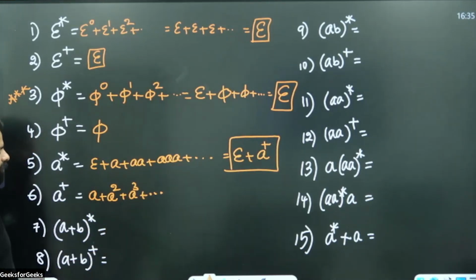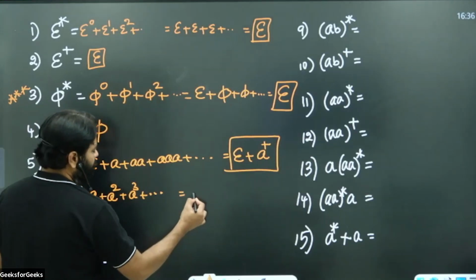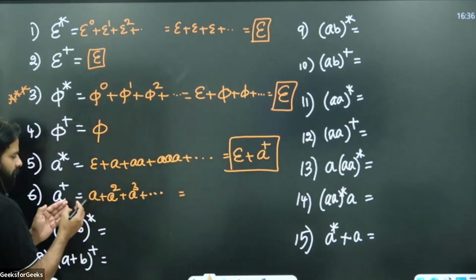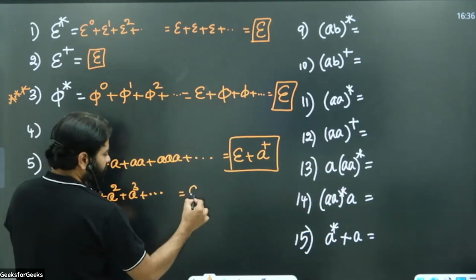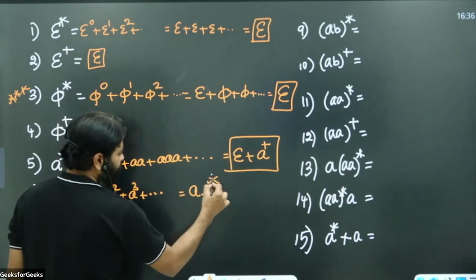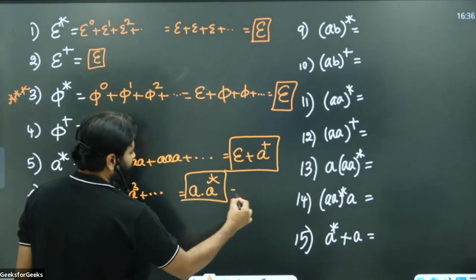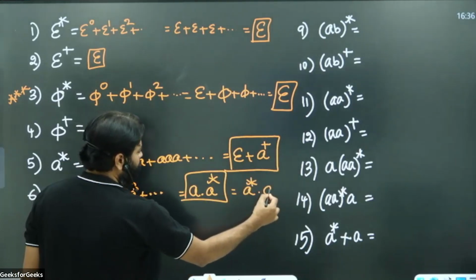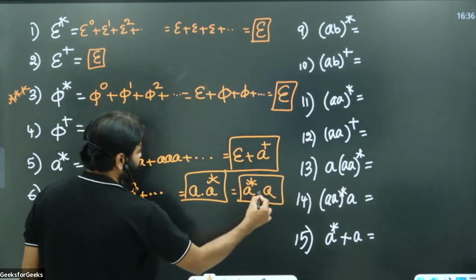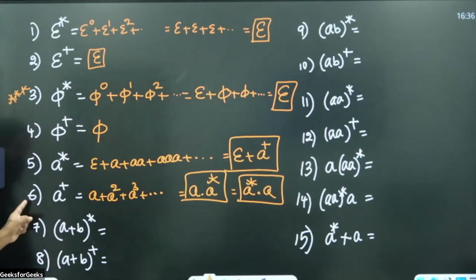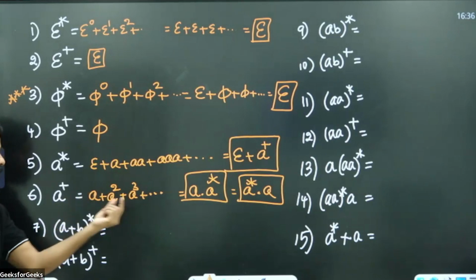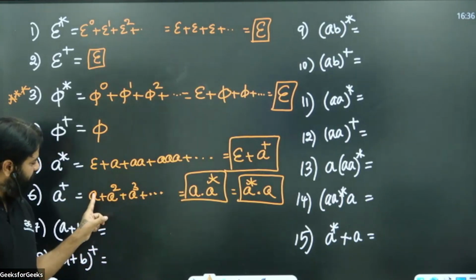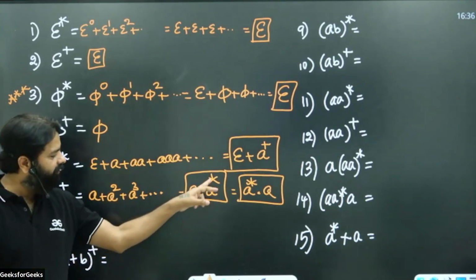If you are interested in other ways, if you take a common, here you have epsilon plus a cube. It's just like a dot a star. Even you can write another way, a star dot a. You will get the same answer, that is a plus. Very important expressions. If you take a common from everywhere, a comes on the left side, and here you will have epsilon, a, double a, and so on. That will give you a star.